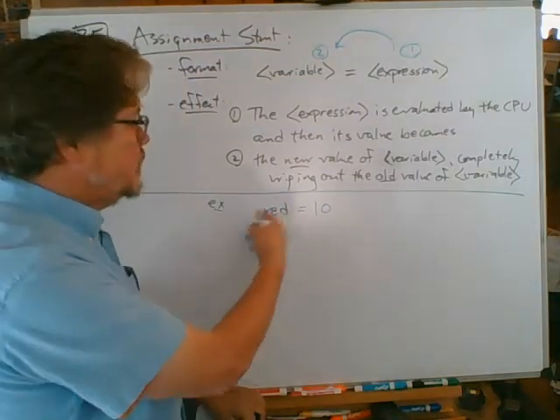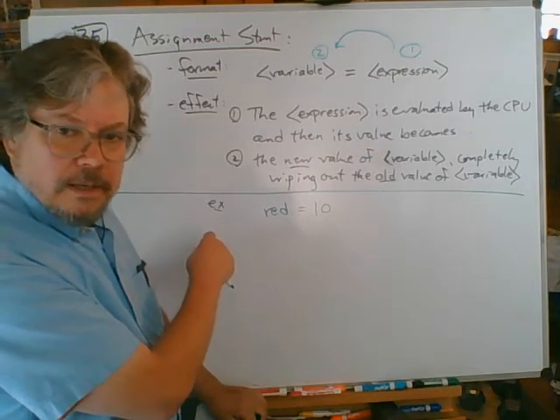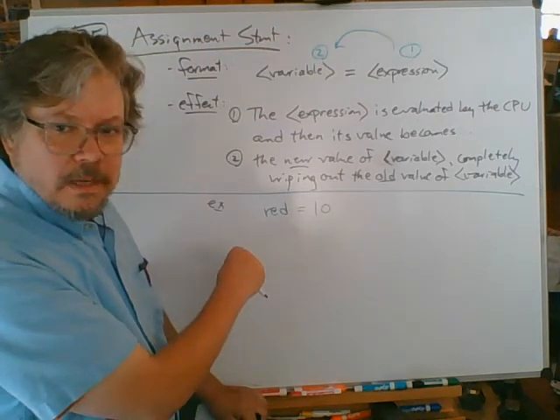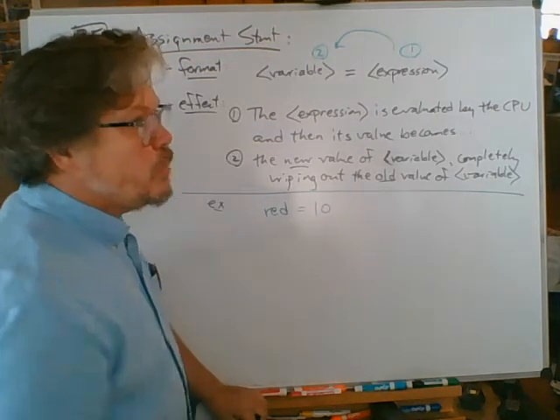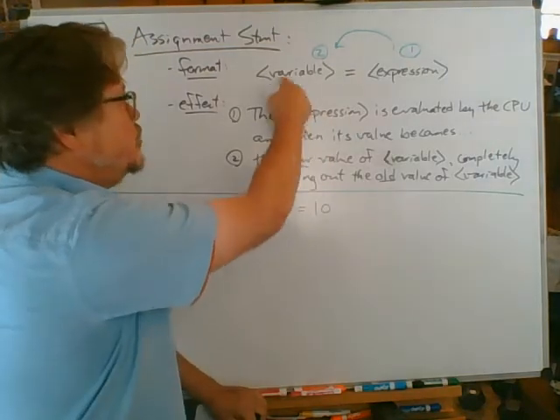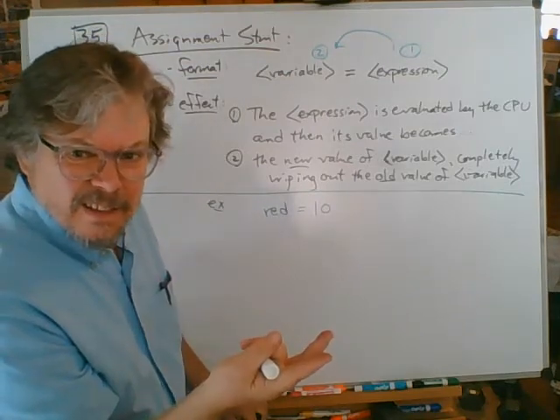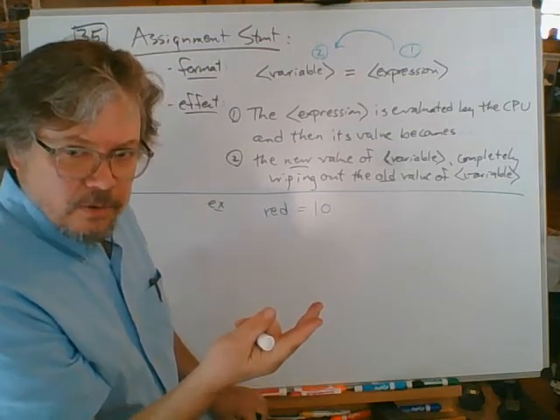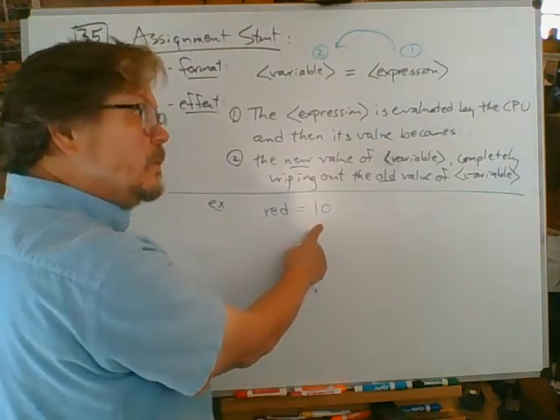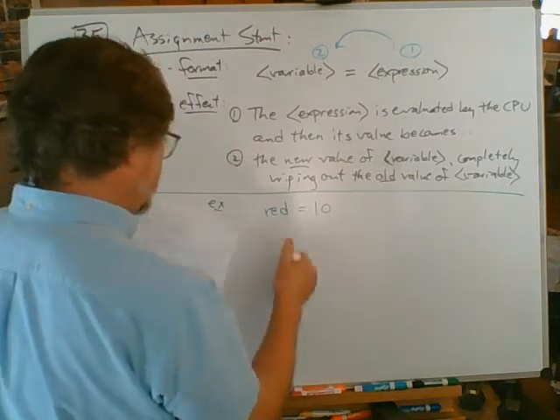I couldn't put this around the other way and expect it to do the same thing. I can't say 10 equals red. That would just be foolishness. I can't assign a value to 10. First of all, it's not a variable. And second of all, 10 is 10. It can't change value. It's permanently 10, the number 10. That's what we in the biz call a literal value. You can't change it. Okay, I've gotten way too much mileage out of that.